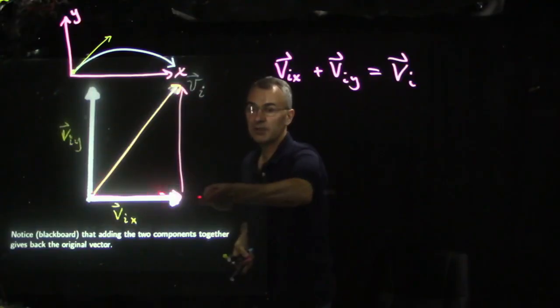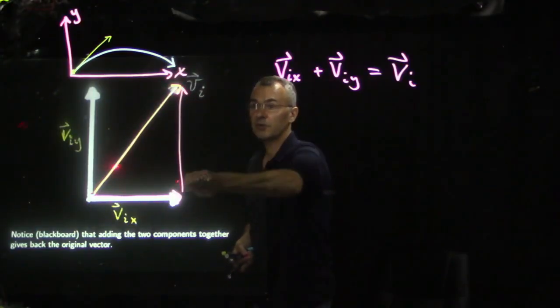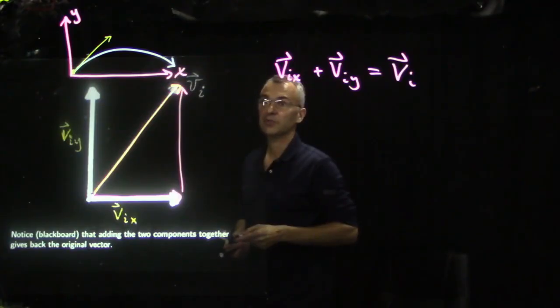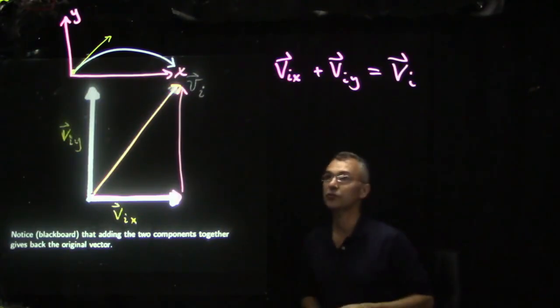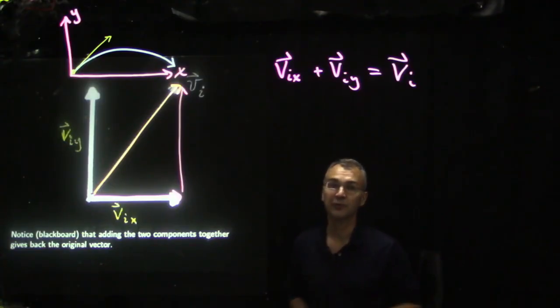So then the way we add two vectors is we place them tip to tail, and then the result is that the two components that we've decomposed the vector into add back up to the original vector. And decomposing vectors into two perpendicular components is something we will do again and again. It'll be a really useful thing to do later with forces.